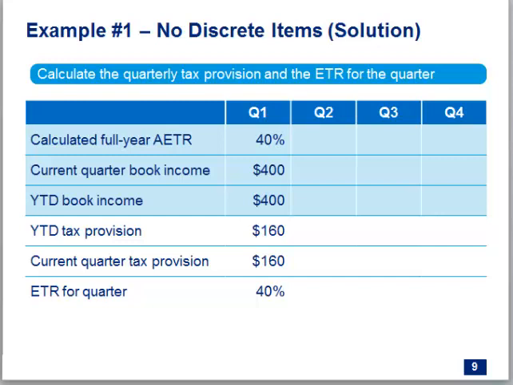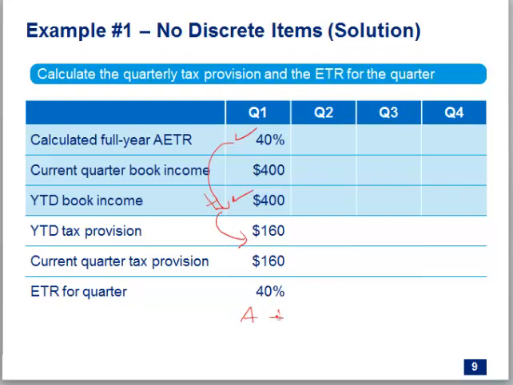So in Q1, we said that we thought the rate was going to be 40% for the year. My year-to-date income is $400. All the stuff in the blue shaded section is just the facts, just lifting it from the prior slide. So my year-to-date provision would be this number times that number, which gets me 160. If my year-to-date provision for Q1 is 160, and I didn't have anything in a prior quarter because there was no prior quarter, then my provision for Q1 is 160.